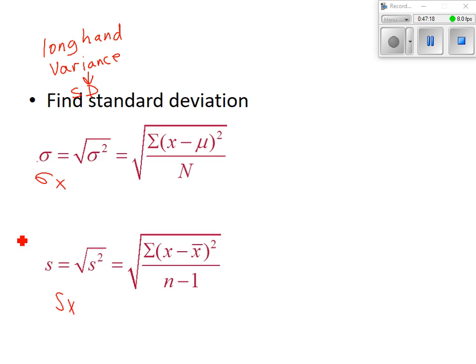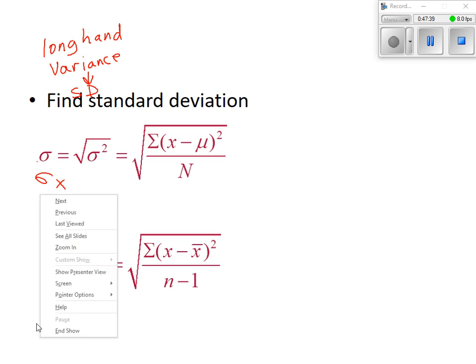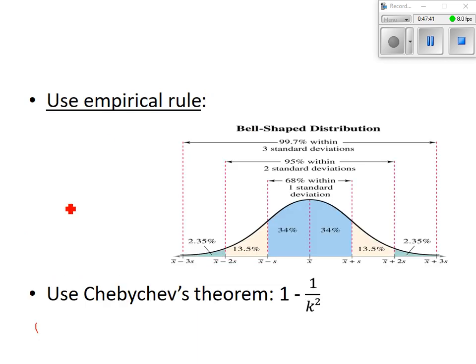Just make sure you don't get confused. Maybe they tell you the standard deviation for a problem and they want you to find the variance. Well, if they tell you the standard deviation, then you're going to square it to find the variance. If they tell you the variance and want you to find the standard deviation, then you got to take the square root. Just make sure you don't get it backwards.